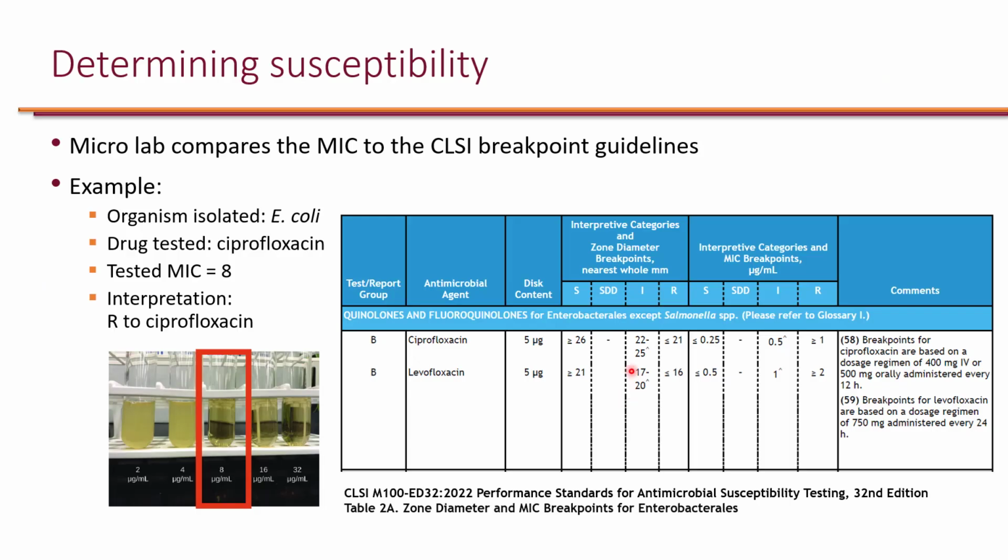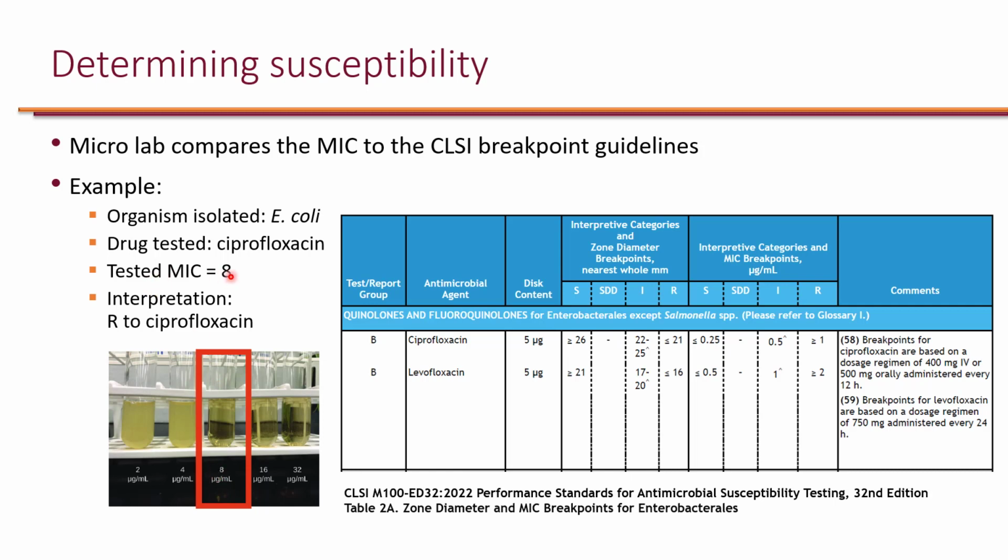Here's another example. Let's say we have identified E. coli, and then we did broth microdilution to see the MIC. Looking at this, you can see that this test tube is cloudy, and these 3 are clear. Which means that the organism E. coli was growing in these 2, but not here, here, or here. So the minimum concentration needed to kill E. coli in this example was 8.